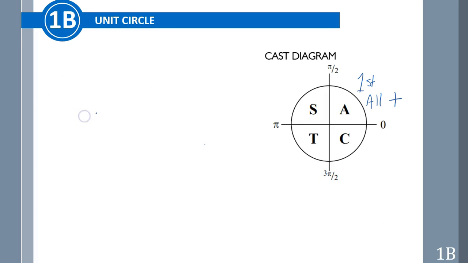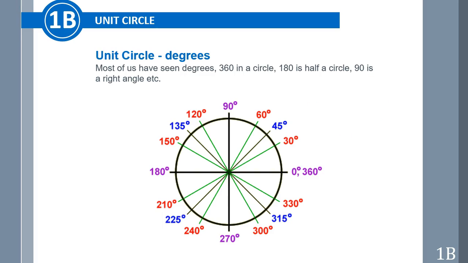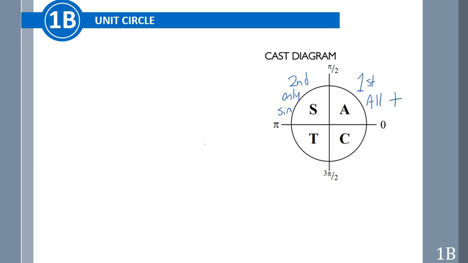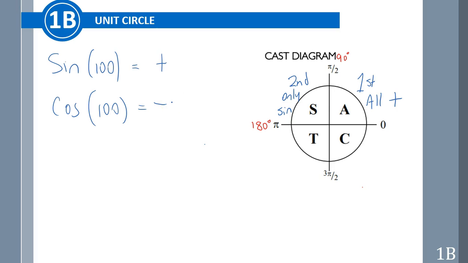Okay? In the second quadrant over here, only sine is positive. So if you keep in mind, back to that degrees diagram, we're looking at between 90 degrees and 180 degrees here. So anything between 90 and 180 degrees, only sine is positive. So if we had sine of 100, our answer is going to be positive. If we had cos of 100, our answer is going to be negative because only sine is positive in that second quadrant.